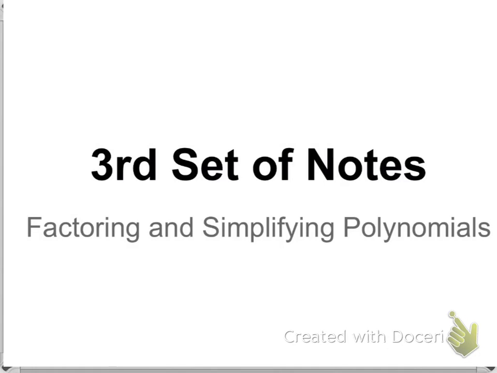Okay, today we are working on the third set of notes for factoring and simplifying polynomials. The goal is that we're going to be just working on the first page of notes. Today we're going to be talking about two different types of factoring. One is called factoring by grouping and the other is called difference of squares.